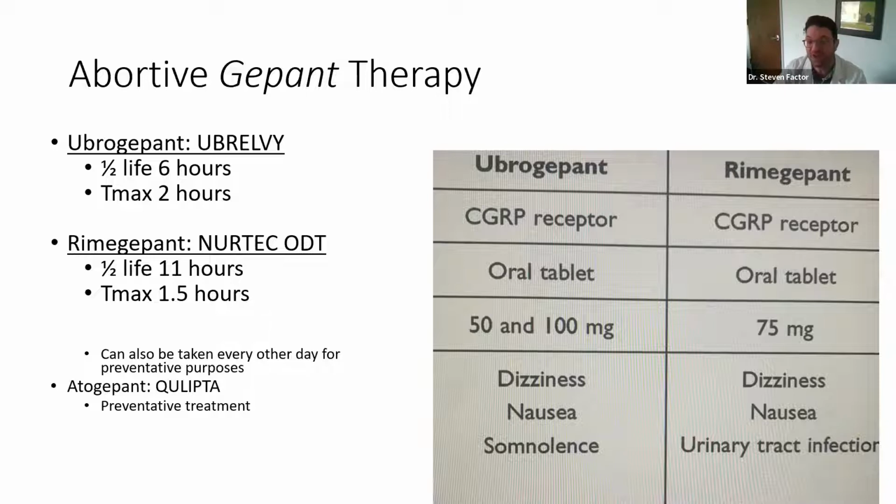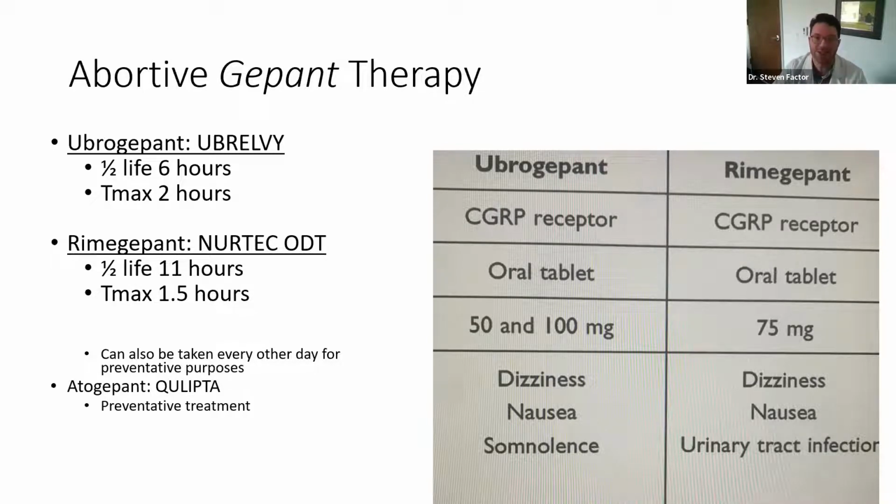The side effect profiles for these drugs are quite good. They're very tolerable, especially at the 50 milligram Ubrogepant dose. It's pretty similar to placebo in the original studies. About 2% of patients experience some dizziness or nausea, and 2% somnolence. At the 100 milligram dose, it's 4% nausea, 2% dizziness, 2% somnolence. Rimegepant is pretty similar. Rimegepant is also approved for preventative purposes. You can take it every other day. I have had some patients complain that that's a little bit confusing. They often forget to dose it every other day.